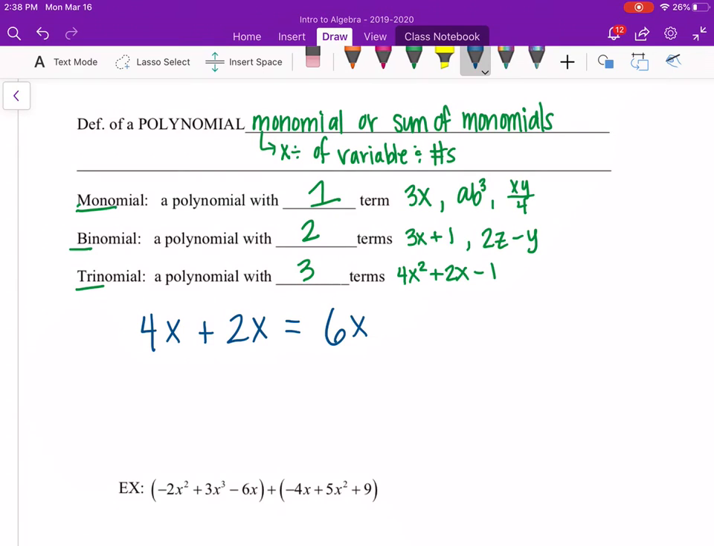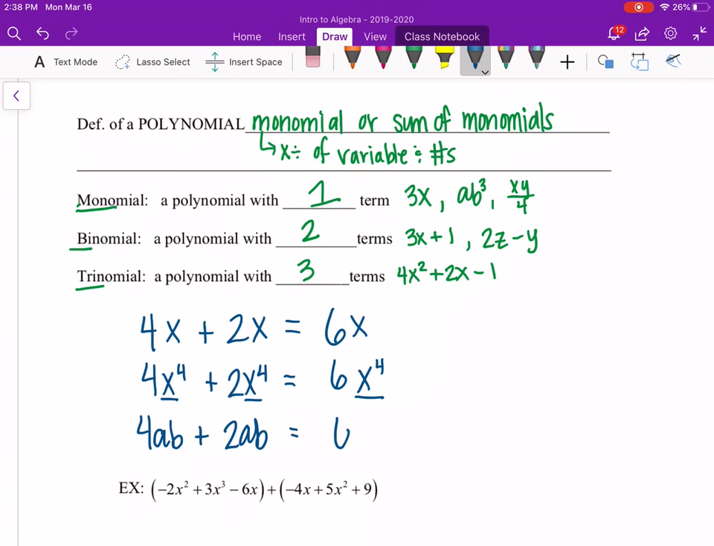If something looks like 4x plus 2x, for example, 4x to the fourth and 2x to the fourth. In the same way that you added x's with x's to get x's, here I'm adding x to the fourths with x to the fourths to still just get more x to the fourths. So notice the base, the part that we are adding, is not changing. The coefficient is, because we're changing the amount we have, but not actually what we have. So even something like 4ab plus 2ab would be 6ab.